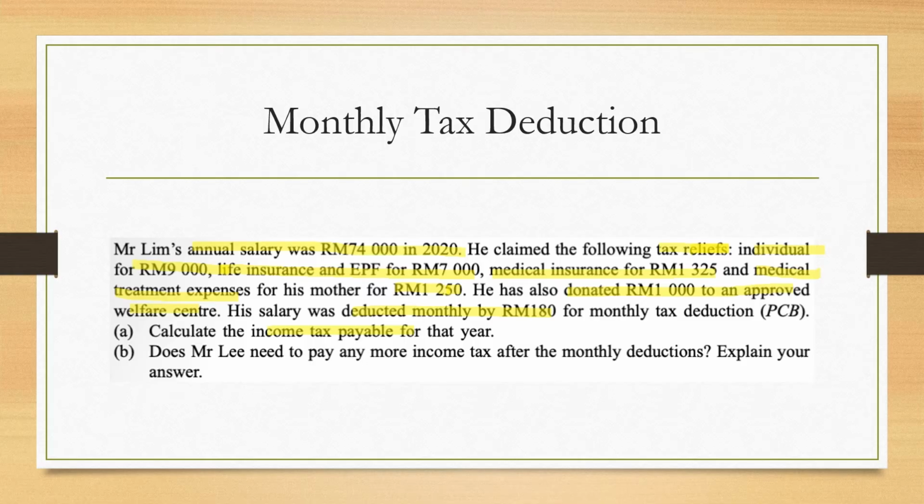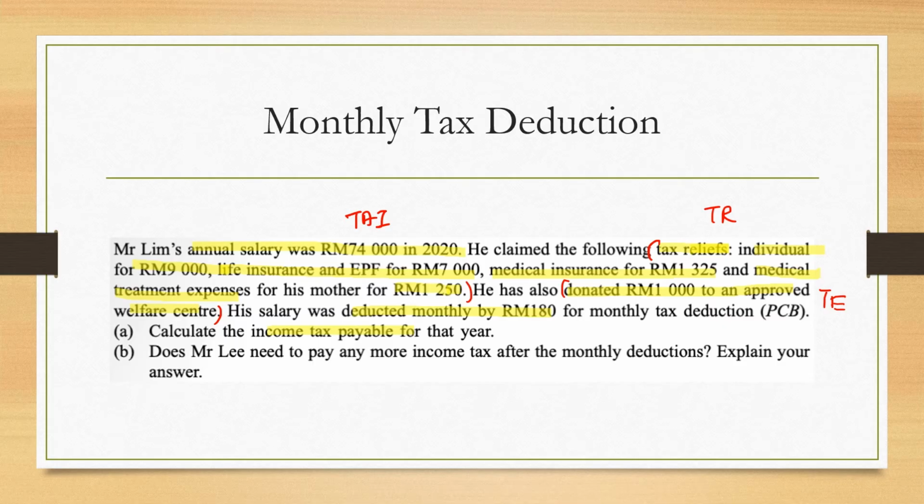Annual salary is 74,000. So this is your annual income, your total annual income right here. This is your tax relief, individual, all this stuff right here. Let me just write down this, and this. This is your tax relief. Donation, so this is your tax exemption right here. Donation 1,000 will be a tax exemption donated. You know the tax exemption.